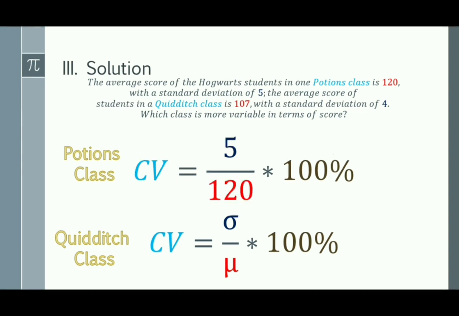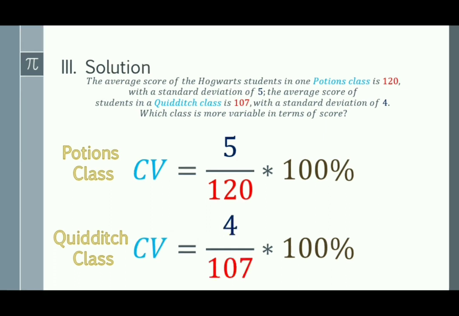So the next step is we need to substitute the given values. In the Foshan class, we have coefficient of variation is equal to 5 over 120 times 100%. And in the Quidditch class, we have coefficient of variation is equal to 4 divided by 107 times 100%.